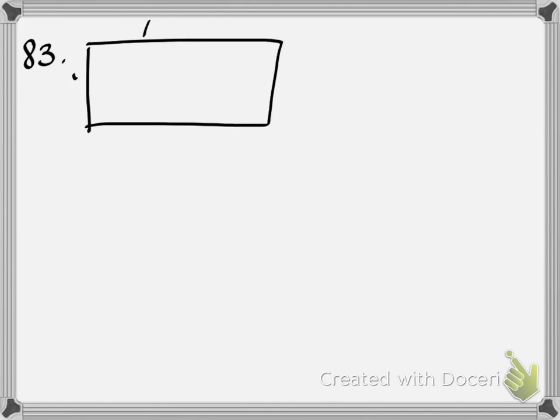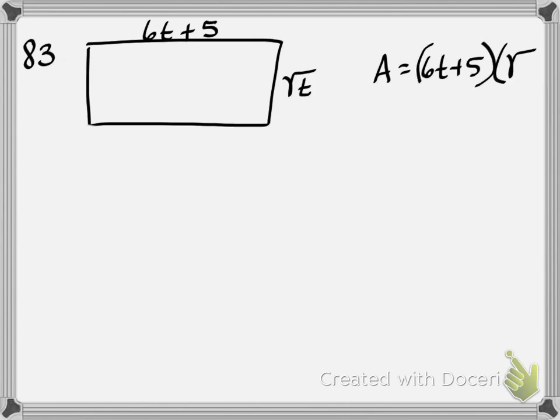83. Oh, that's a jump. Let's see what 83 is all about. Area. And I remember first period asked for this one also. The area of a rectangle is given by 6t plus 5 and square root of t. And area would be length times width. And that's not friendly. Let's change that to 6t plus 5 times t to the 1/2.